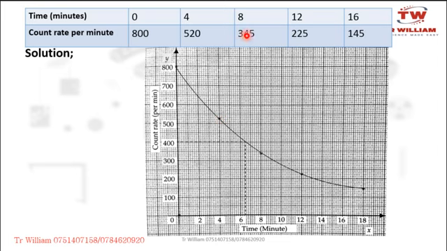When the count rate was 345 should be around there. The time was 8. When the count rate was 225 should be around 25 here. We plot it against 12. When the count rate was 145 should be around the 40 line here. The time was supposed to be 16. Sorry, I did not plot it well. It is supposed to be 16. Okay, let's say it is 18.